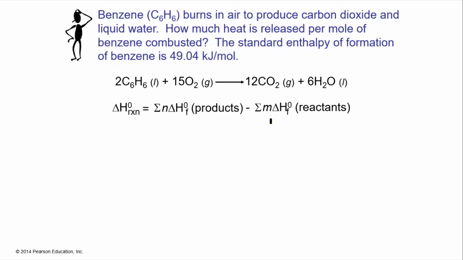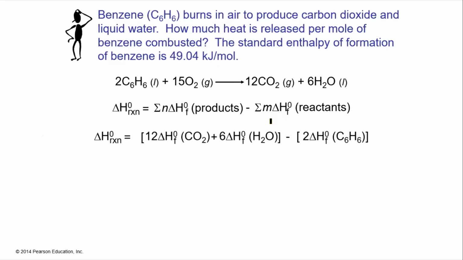So our products are carbon dioxide and water, right? Those are going to be in there. And then there's 12 units of carbon dioxide and 6 of water, minus the reactants, and that would be 2 units of benzene. Dr. Dia, what happened to the oxygen? What about the O2? Well, remember, for an element in its stable state, the enthalpy of formation is 0. So we don't include it in here.